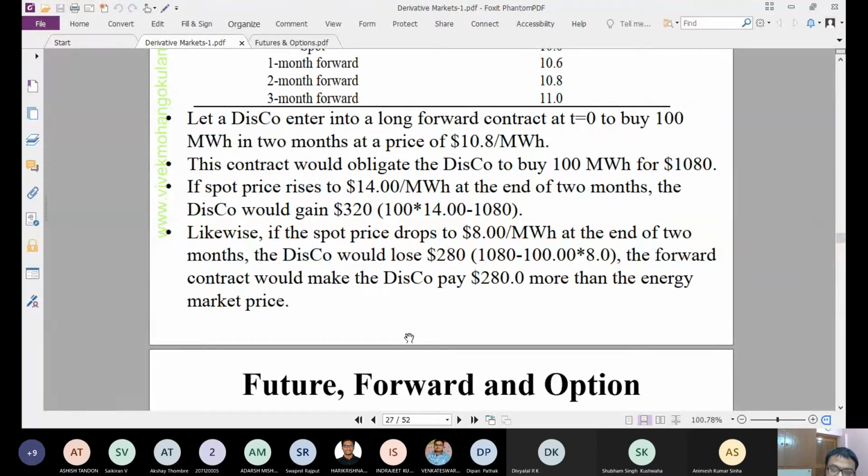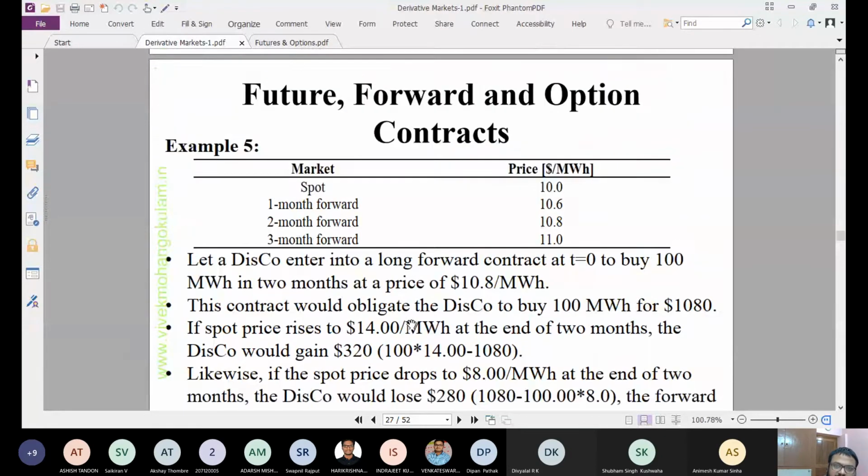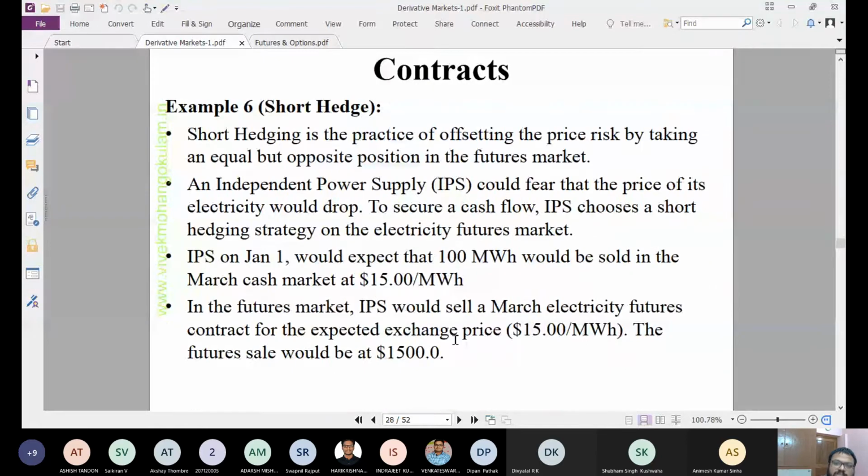So what happens is here actual price is $8, but the buyer has to buy at what price? What is mentioned in the strike price? Here what is mentioned in the strike price? The strike price is 10.8. So he has to buy it at 10.8. So the forward contract would make the disco pay $280 more than the energy market price. So he is in loss now. Okay, so this is the forward contract, and now we'll see what is short hedging.